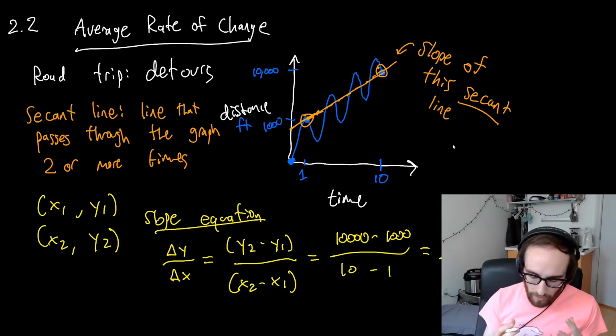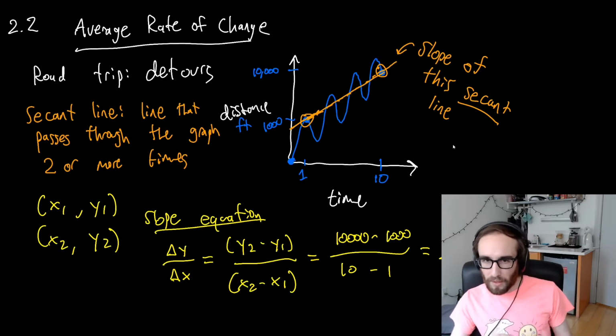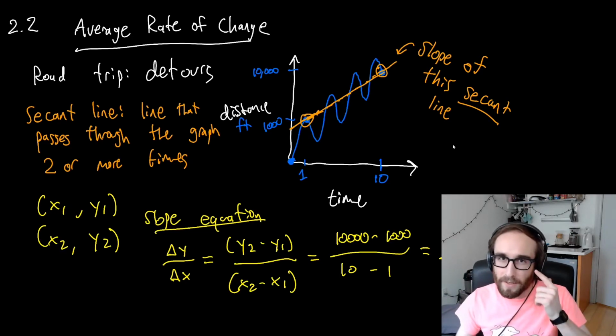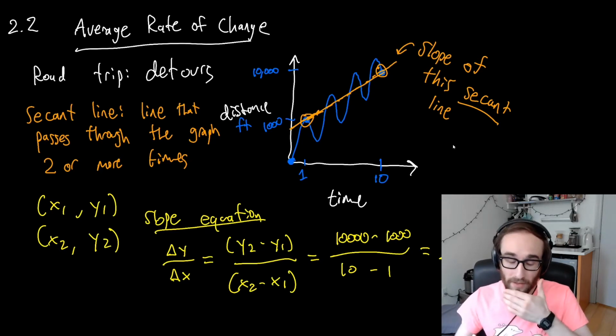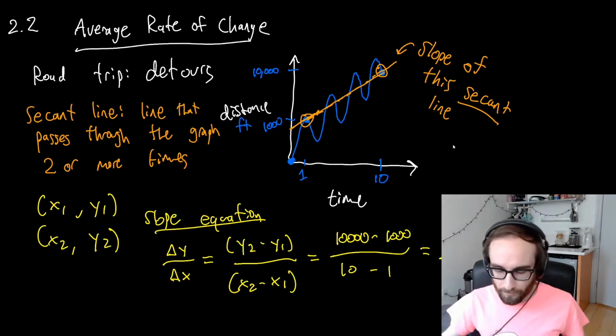Okay, so when I point out that it's a slope equation, it seems kind of easy, kind of simple. So keep that in mind whenever you're asked to find the average rate of change between 2 points. We're just finding the slope of the secant line that goes through those 2 points.